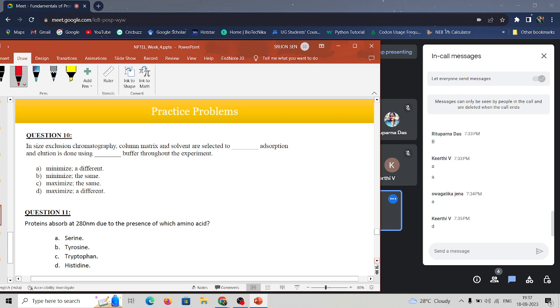question. In size exclusion chromatography, column matrix and solvent character are selected to dash absorption, and dilution is done using dash buffer throughout the experiment. So fill in the blanks. Is it minimize, different; minimize, same; maximize, different; maximize, same?